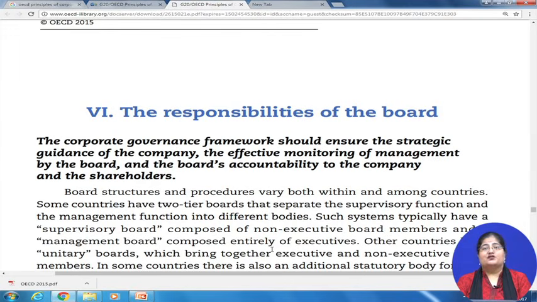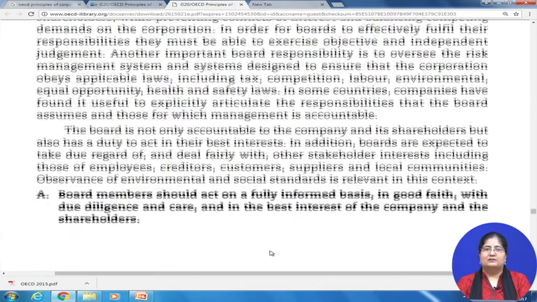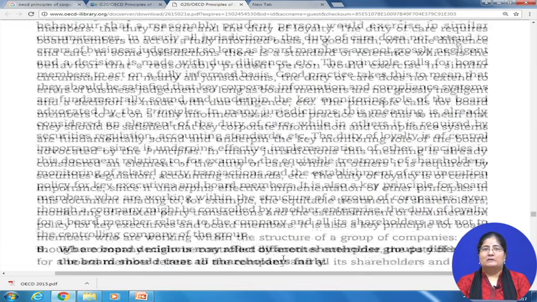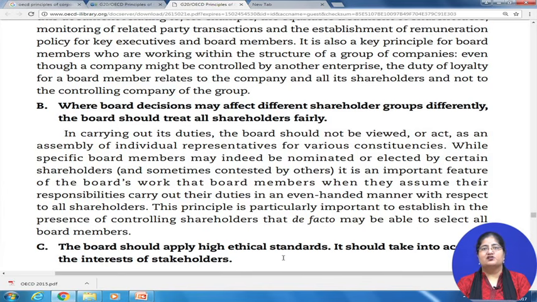The next is the responsibilities of the board. So these are also outlined. The corporate governance framework should ensure the strategic guidance of the company, the effective monitoring and management by the board, and the board's accountability to the company and the shareholders. Board members should act on a fully informed basis, in good faith, with due diligence and care, and in the best interests of the company and the shareholders. Where board decisions may affect shareholder groups differently, the board should treat all shareholders fairly.